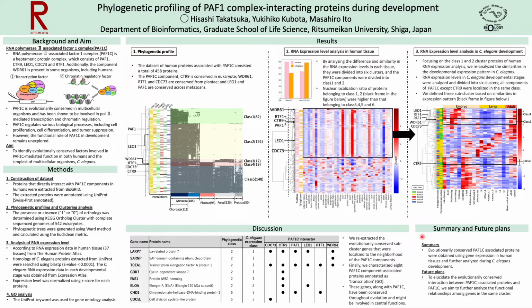In conclusion, gene clusters of the evolutionarily conserved PAF1C-associated proteins were obtained using gene expression in human tissues and further analyzed during C. elegans development. Furthermore, to elucidate the evolutionarily conserved interaction between the PAF1C-associated proteins and PAF1C, we would like to further analyze the functional relationship and network among genes in the same cluster.